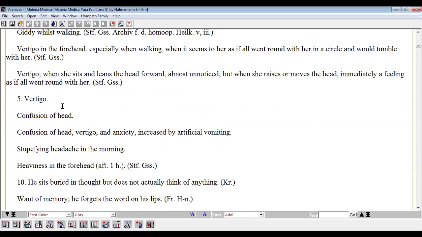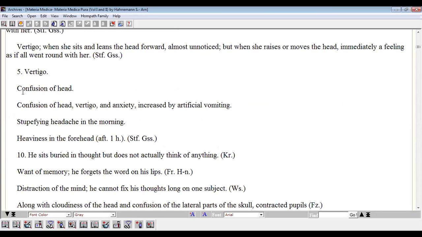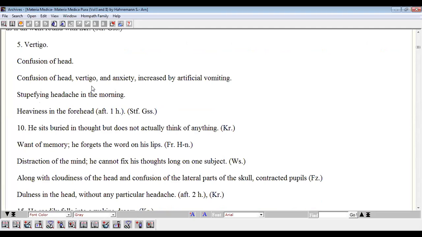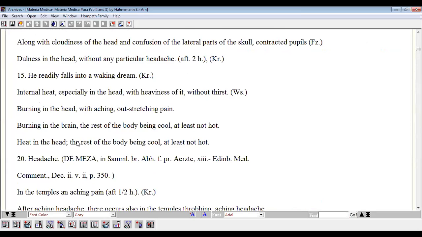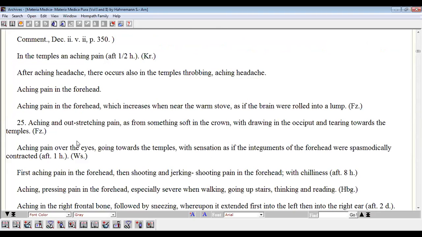Then this is the second order, all the symptoms. If you can visualize, all the symptoms related to the head are given. Confusion of head, vertigo and anxiety, stupefying headache in the morning, heaviness in the forehead, dullness in the head without any particular headache, burning in the head or aching, outstretching pain, burning in the head, then a few more symptoms, aching and outstretching pain as from something soft in the crown, withdrawing in the occiput and tearing towards the temple.